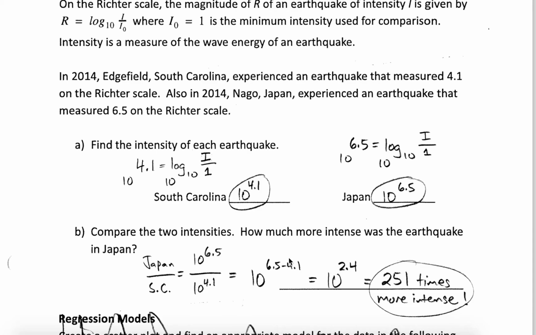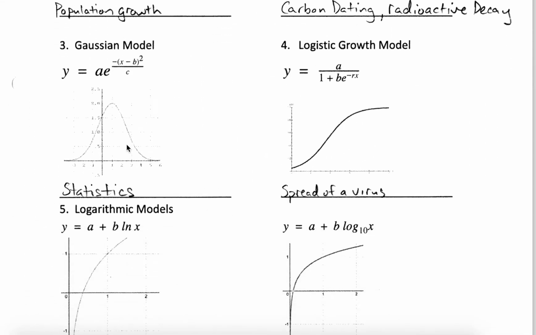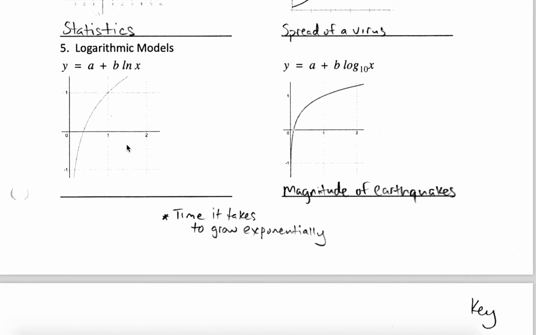So the difference in our intensities was 10 to the 2.4, which we could represent as approximately 251. And so the Japanese earthquake was approximately 251 times more intense than the one in South Carolina. So that was a natural log application. If we go back to that front page, that would be that last sort of graph or model. So magnitude of earthquakes represented by that.